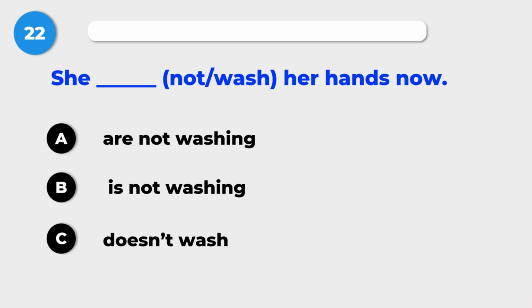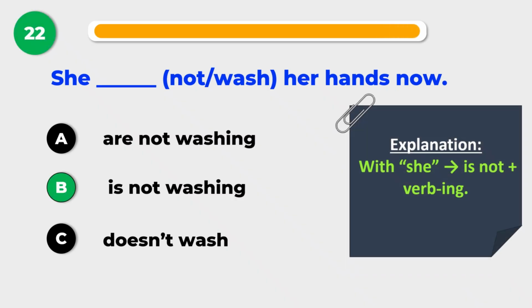Question 22. She dash her hands now. The correct option is B, is not washing. She is not washing her hands now.